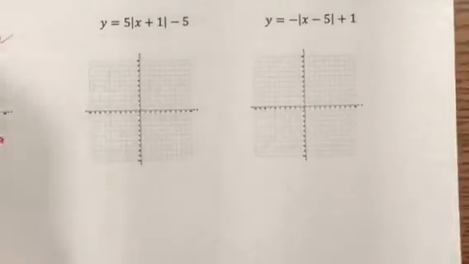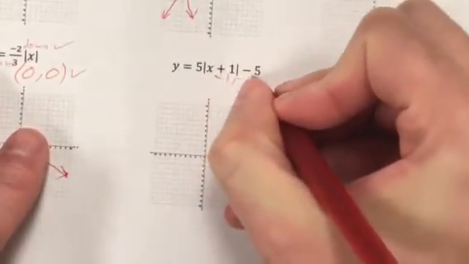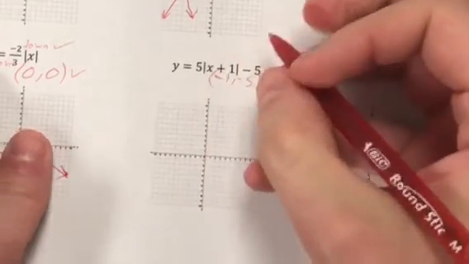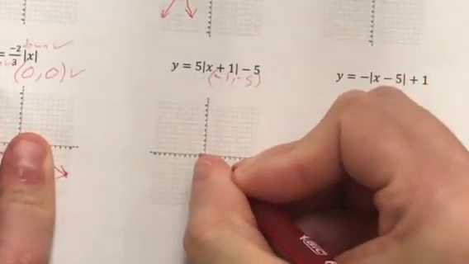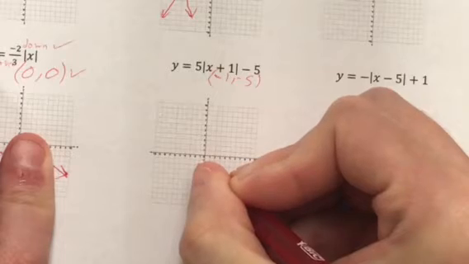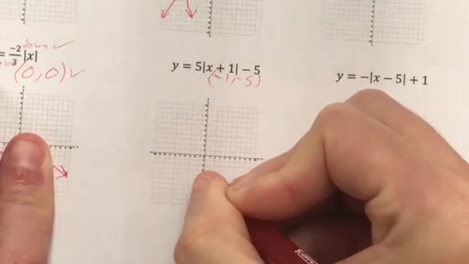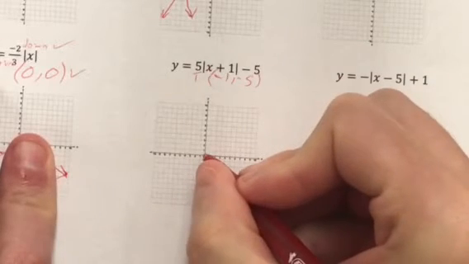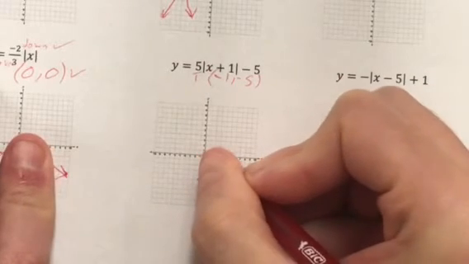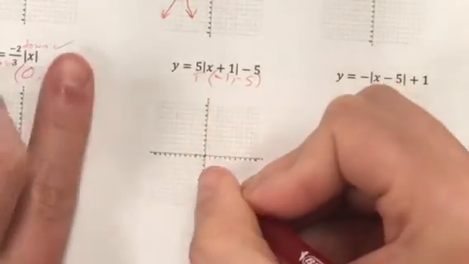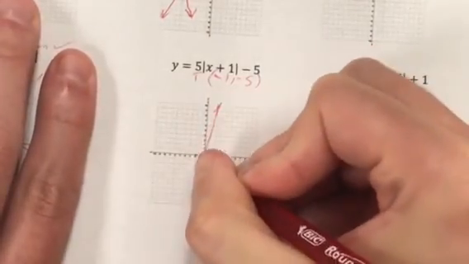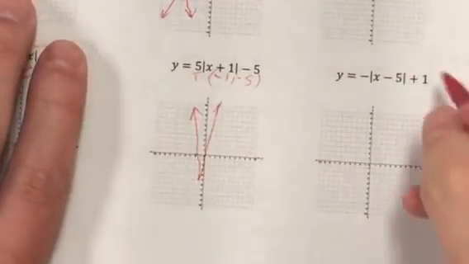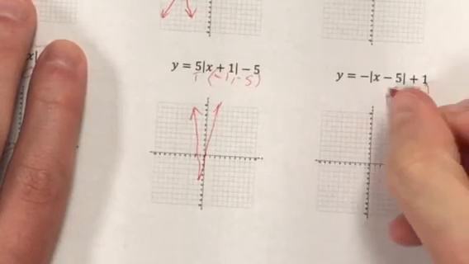Okay. This one should have been -1, -5. So -1, 1, 2, 3, 4, 5. -1, -5. This is a 5 over 1, so I would go up 5 over 1, up 5 over 1, and holy cow, that thing is skinny. So something like that. This one should be 5 positive 1.